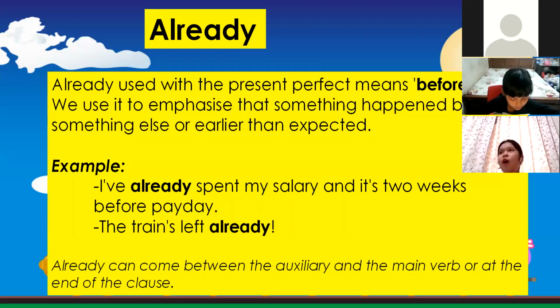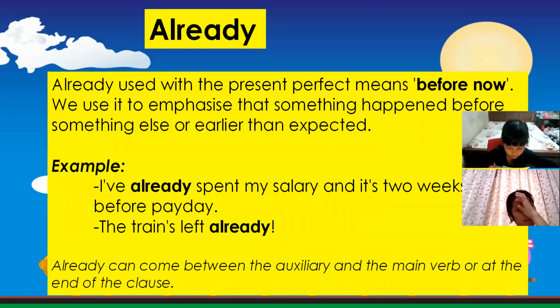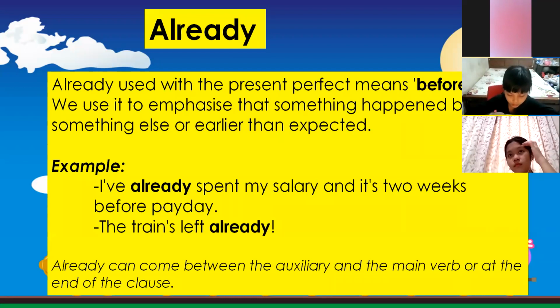Already. Okay, very good. Already used with the present perfect means before now. Before now, meaning it happened a while ago. We use it to emphasize that something happened before something else or earlier than expected.